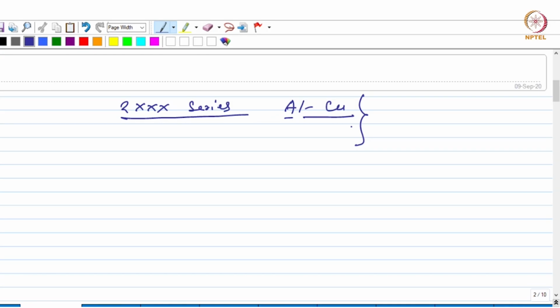Okay, so let us start with that first. We have already talked about this, so let me give you a little more detail as to what exactly are those phases which form during the precipitation hardening of this particular alloy. So this is the sequence that we have already seen.